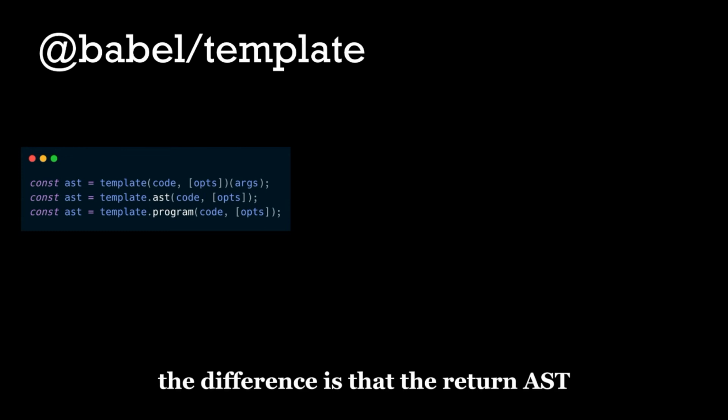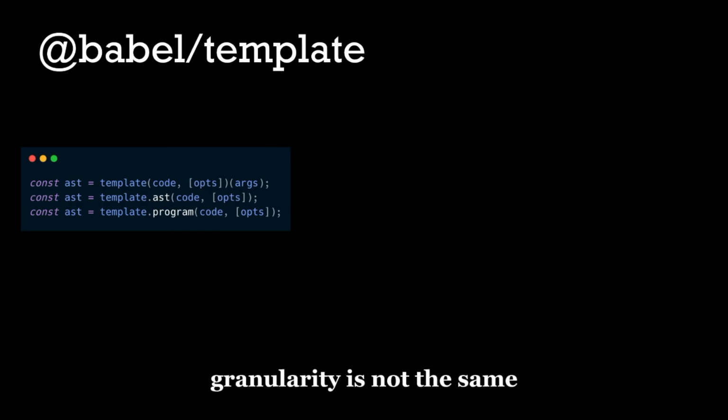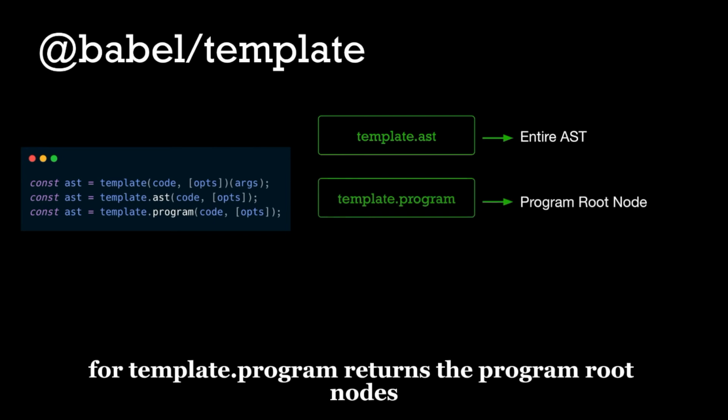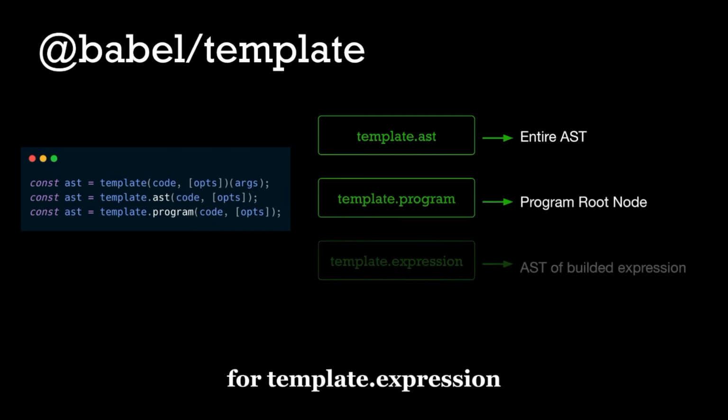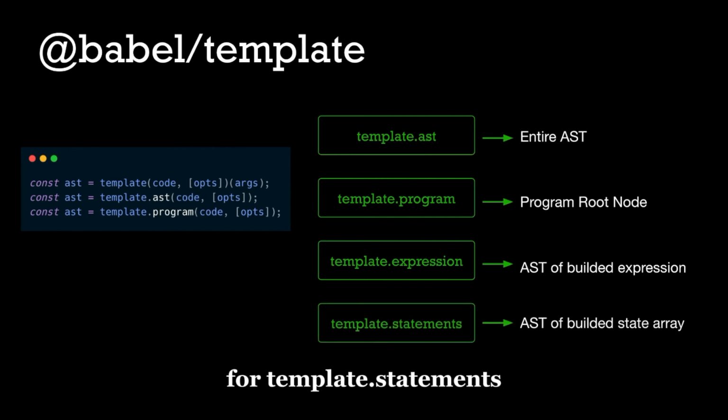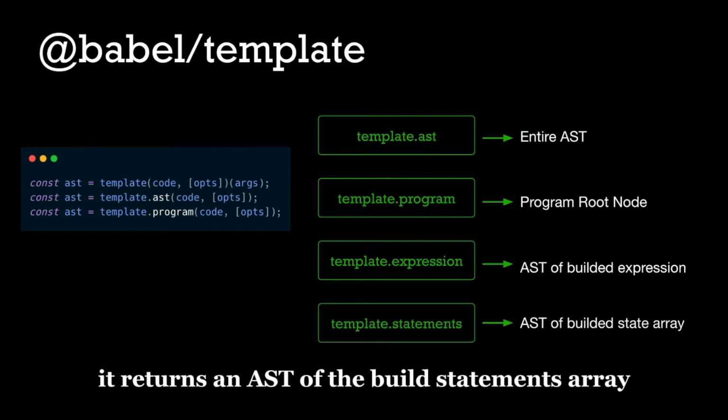The difference is that the returned AST's granularity is not the same. For template.ast, it returns the entire AST. For template.program, it returns the program root node. For template.expression, it returns the AST of the built expression. For template.statements, it returns an AST of the built statements array.